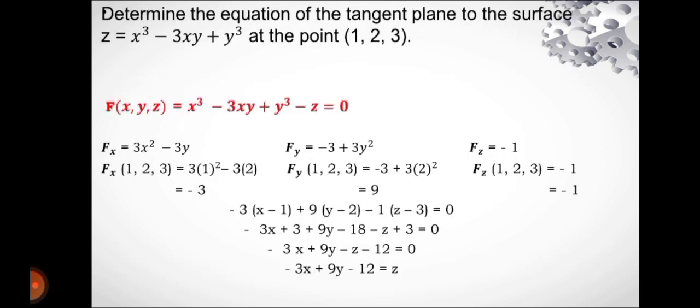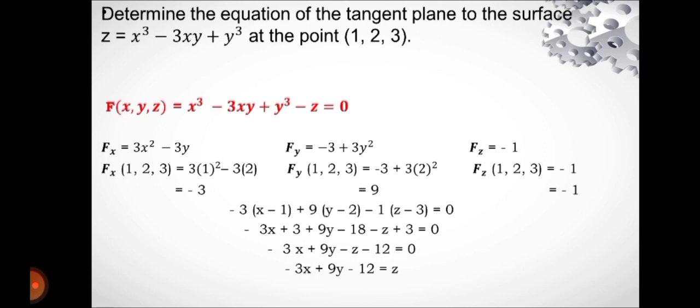Determine the equation of the tangent plane to the surface z = x³ − 3xy + y³ at the point (1, 2, 3). F(x, y, z) = x³ − 3xy + y³ − z = 0. fx = 3x² − 3y. fx at (1, 2, 3) is 3(1²) − 3(2) = −3.